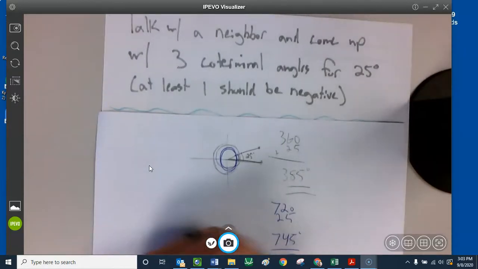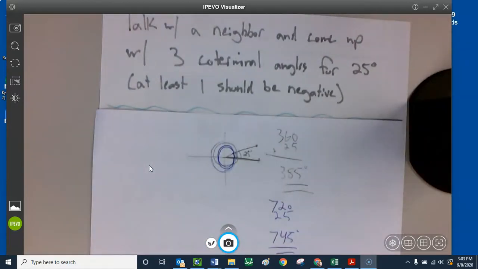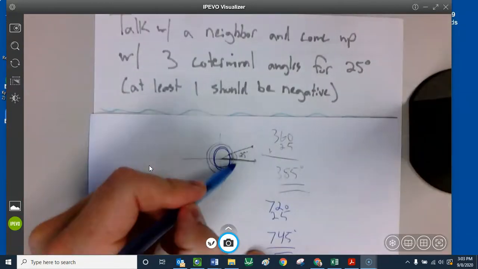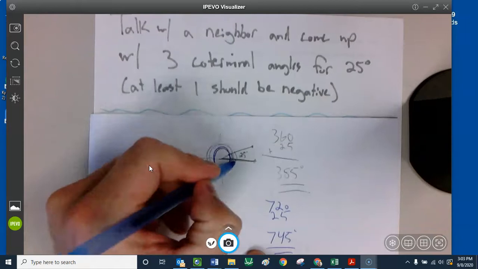Are we picking up what I'm laying down? How could we do another one? What are we doing each time? How about the negative one? So in this case, I could go 360 in the opposite direction.